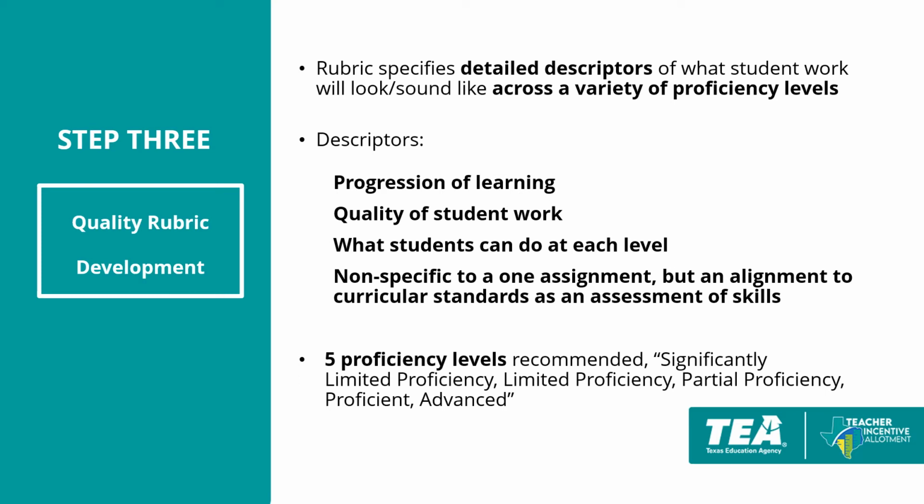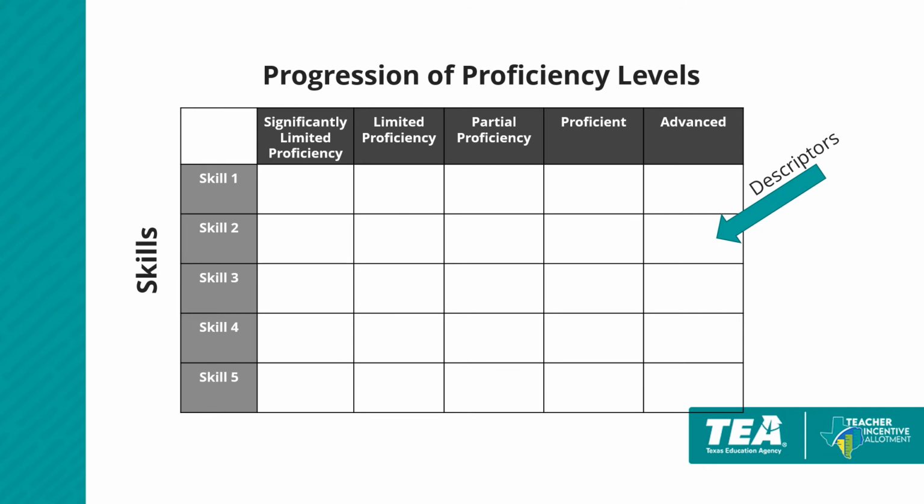We recommend using at least 5 proficiency levels, and constantly checking to ensure that the rubric is aligned to the curricular standards or objectives that were determined in step 1. Here is an example of what that skill proficiency rubric can look like. This is a well-designed rubric, and it has 3 different parts. So there are the skills the students demonstrate, the proficiency levels, and the detailed descriptors.